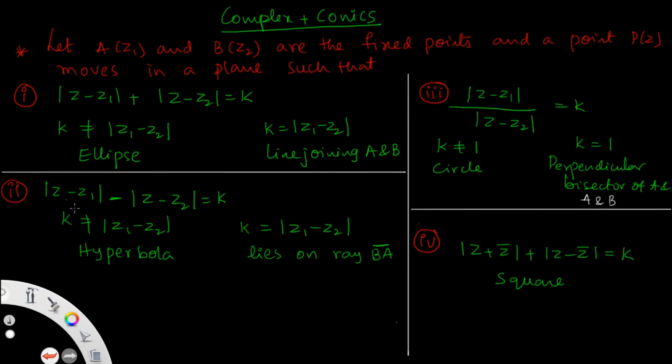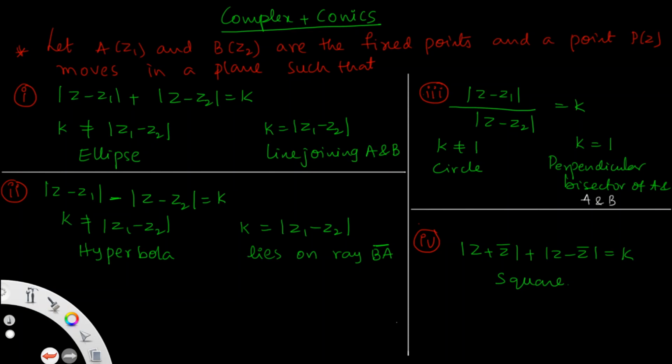If it is in the form of mod of Z minus Z1 minus mod of Z minus Z2 equal to K, K not equal to mod Z1 minus Z2, then it becomes a hyperbola, and K equal to mod Z1 minus Z2 lies on the ray BA. And the third one is the modulus of Z minus Z1 by mod of Z minus Z2 equal to K. If K equal to 1, it is the perpendicular bisector of A and B. If K is not equal to 1, then it forms a circle. The fourth one is mod of Z plus Z bar plus mod of Z minus Z bar equal to K, then it forms a square. These are the shortcuts for complex plane conics.